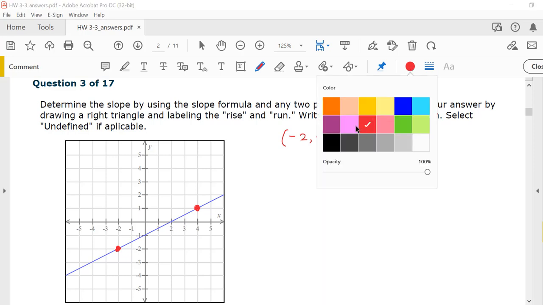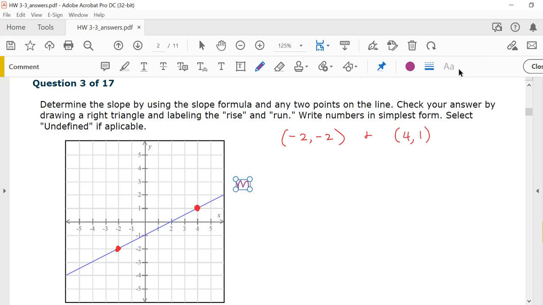My slope formula says slope equals y2 minus y1 over x2 minus x1. This is x1, y1. This is x2, y2. Okay, here we go: y2 minus y1 over x2 minus x1.